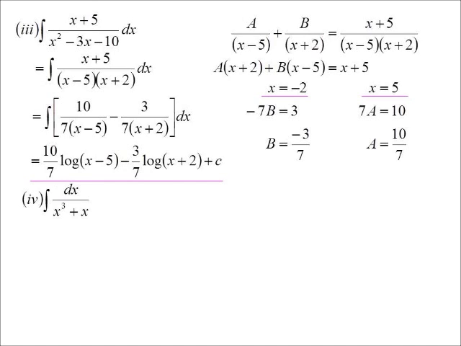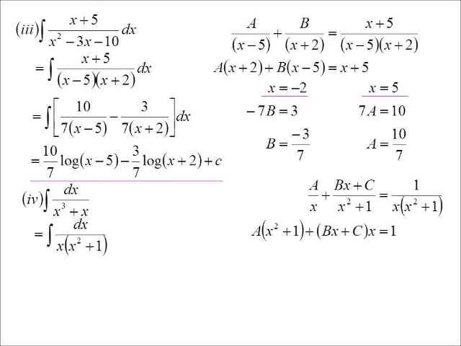All right, let's have a look at this one. x and x squared minus 1. So this time we've got a quadratic as one of our factors. So I'll set it up. There's the a over x for the linear factor, but then bx plus c for the quadratic factor. Okay. This one's a little bit trickier, but I can still choose and get rid of some things. Like if I choose x equals 0, all that bx plus c is going to go away. So I can get the a.